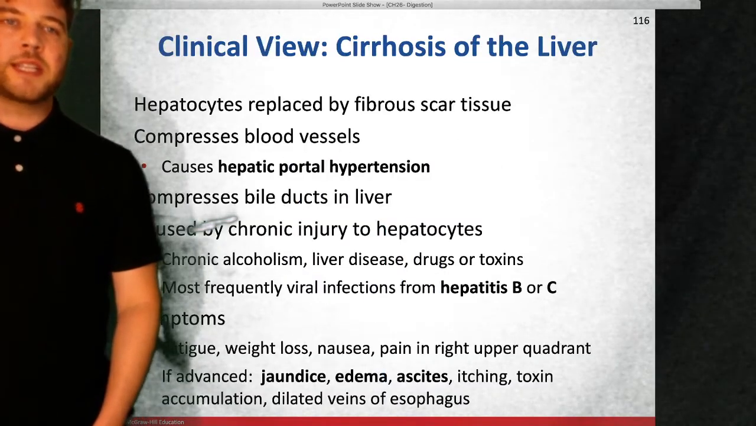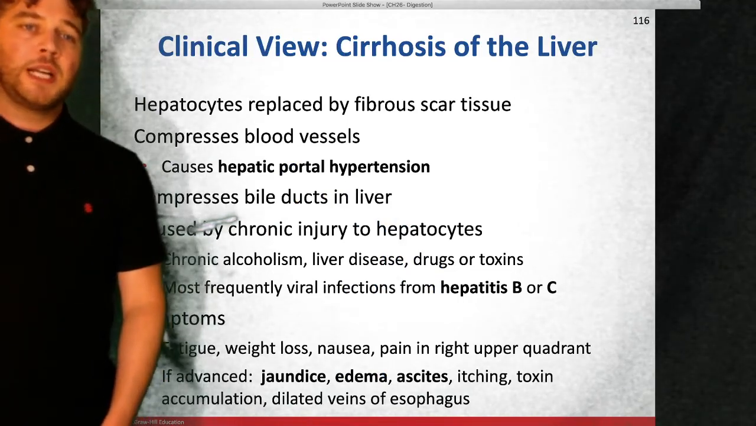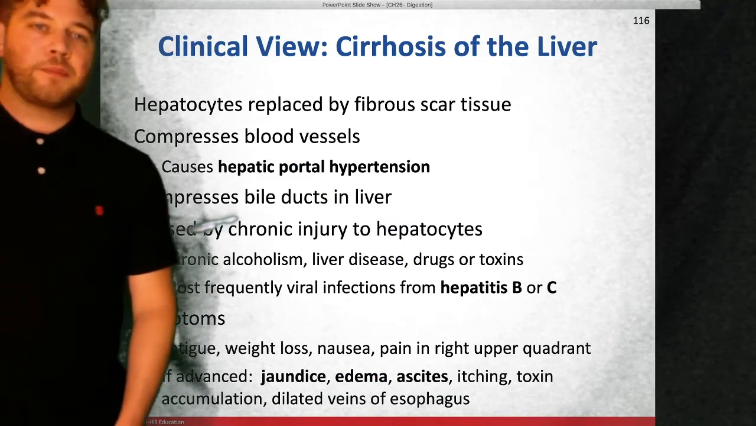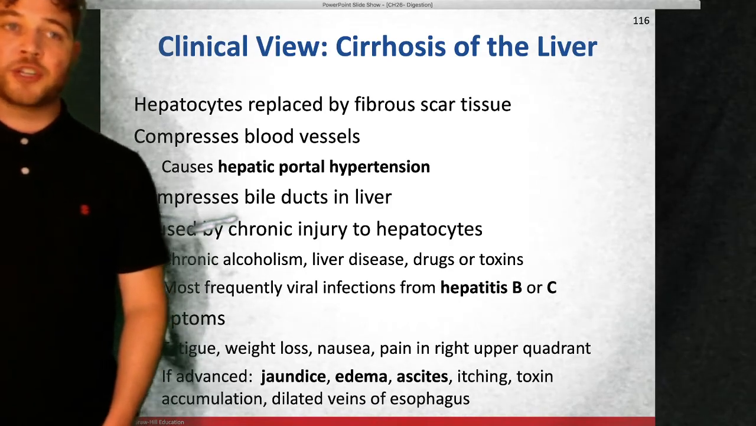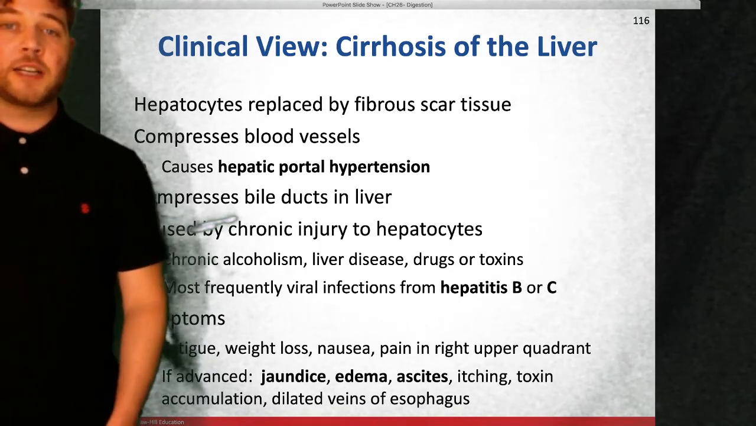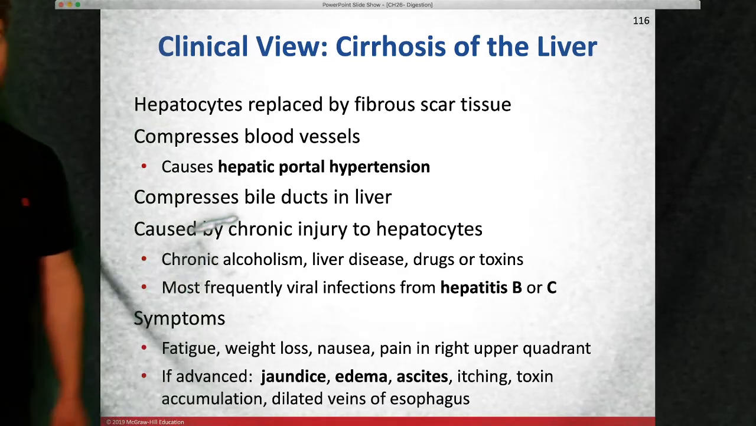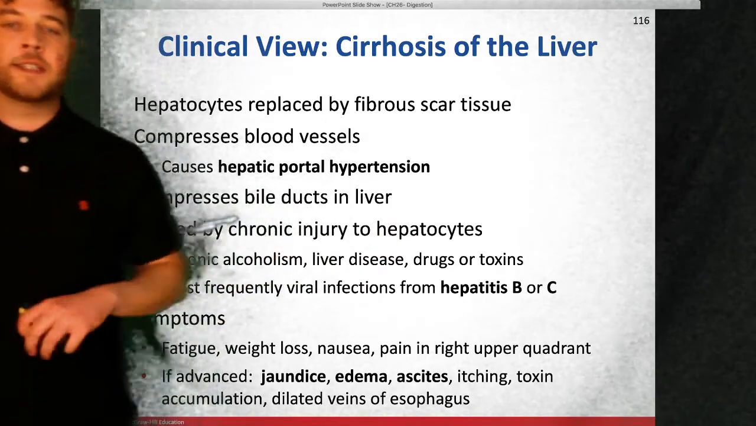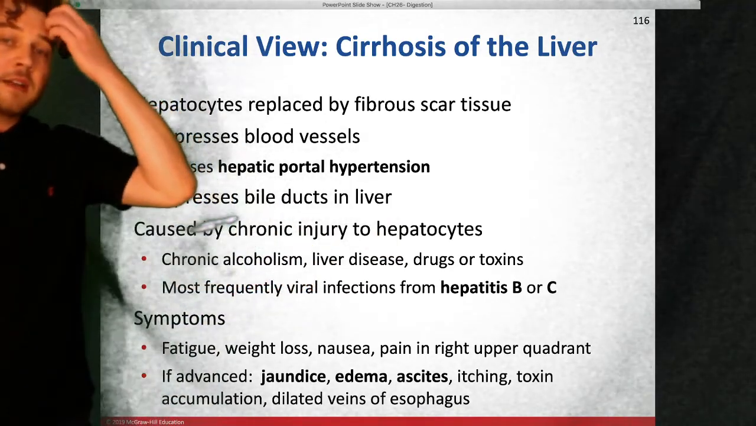All right, cirrhosis of the liver. The hepatocytes become replaced by fibrous scar tissue. This is going to compress blood vessels and cause hepatic portal hypertension. So essentially the blood pressure inside of your liver will skyrocket. It compresses bile ducts, and is caused by chronic injury to hepatocytes, chronic alcoholism, liver disease, drugs, or toxins. Most frequently it is caused by viral infections of hepatitis B or C.